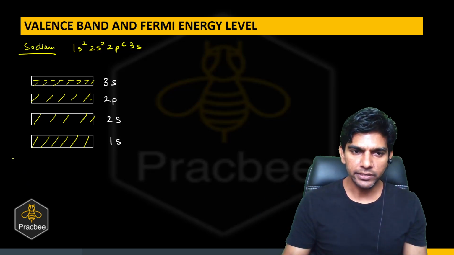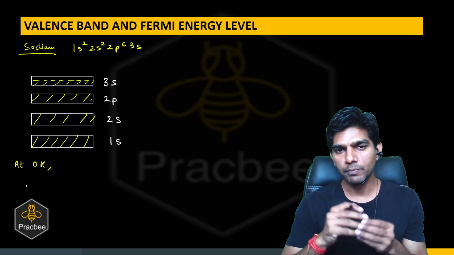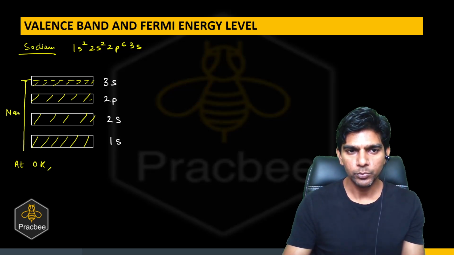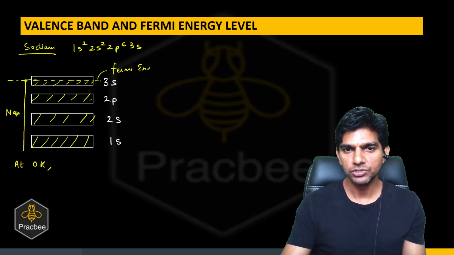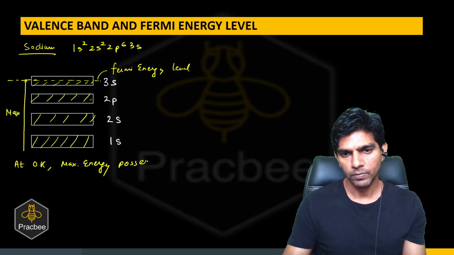If I take a hypothetical scenario, let us say at 0 Kelvin, the maximum energy possessed by the electron is what? I can say this is the maximum energy possessed by the electron. Now this energy level is known as the Fermi energy level. So at 0 Kelvin, the maximum energy possessed by an electron is called Fermi energy.